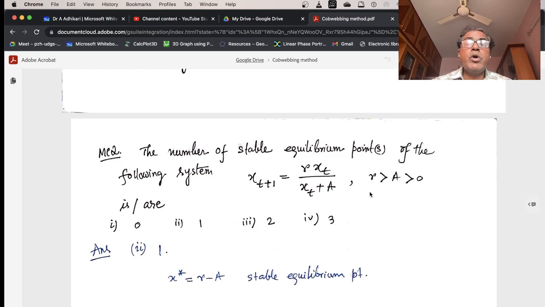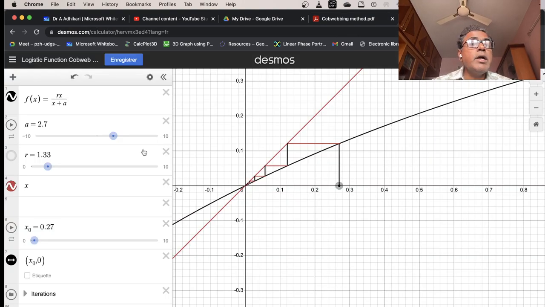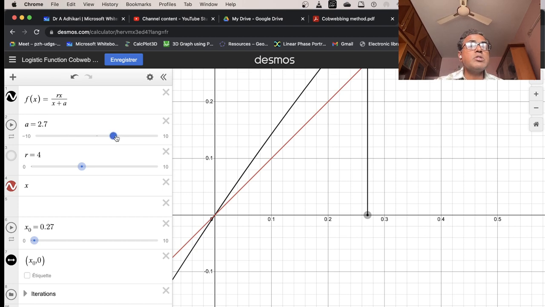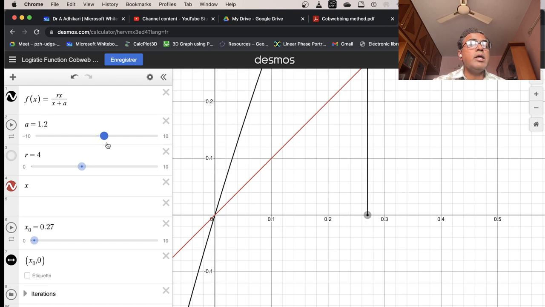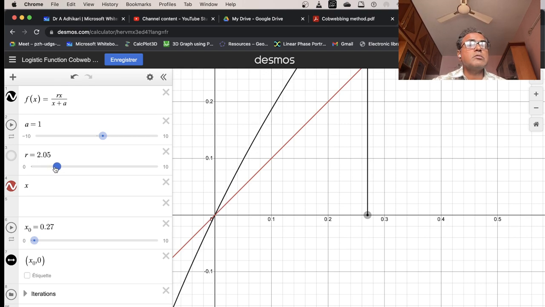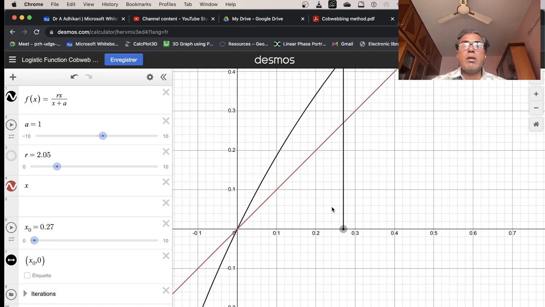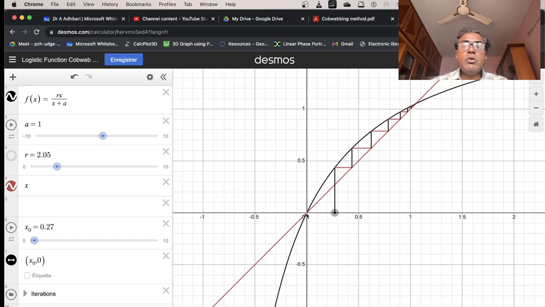Here, when r is greater than a, suppose a is positive, a is 1, and r is 2. We get two equilibria: one is 0, the trivial equilibrium, and the other is r minus a. The question is the number of stable equilibria. So clearly we see that r minus a is the only stable equilibrium.